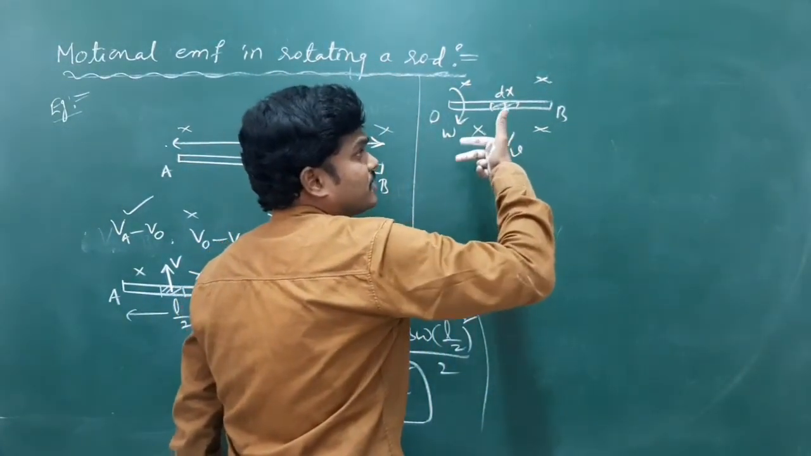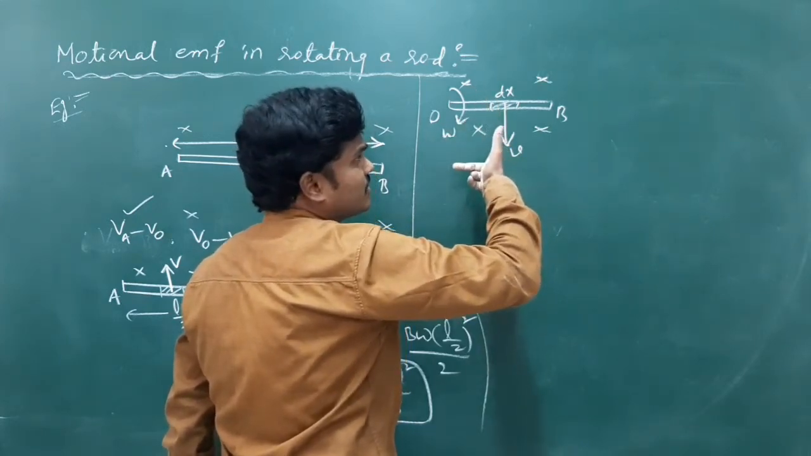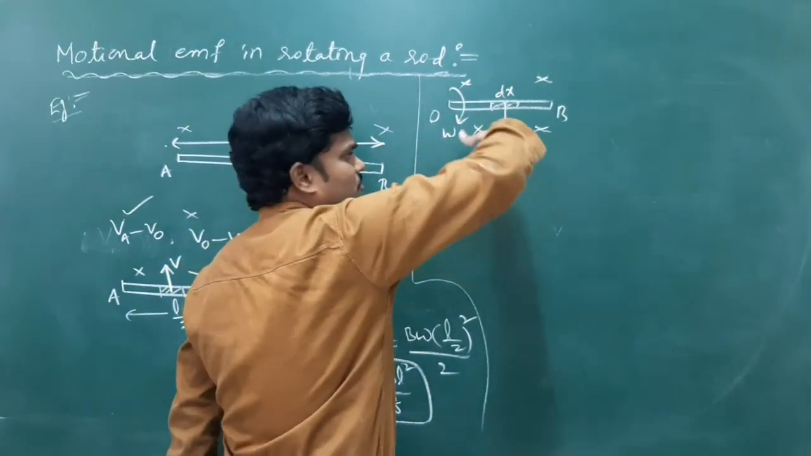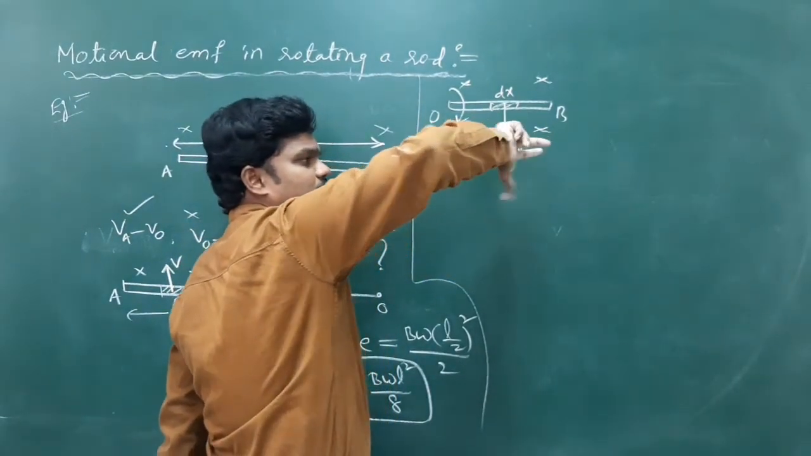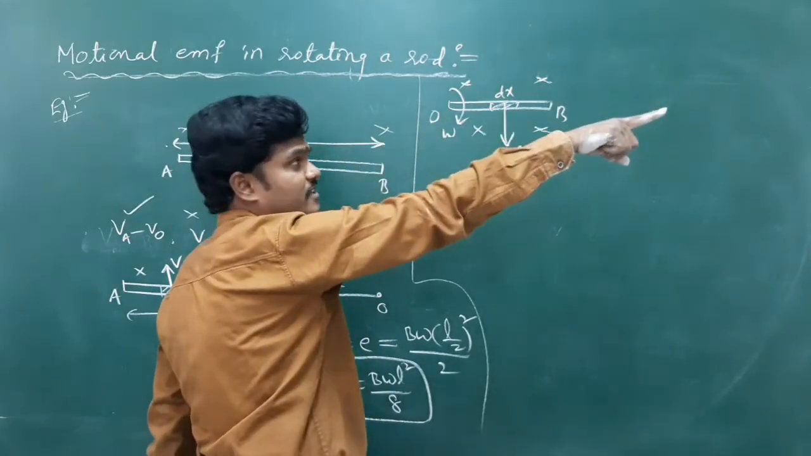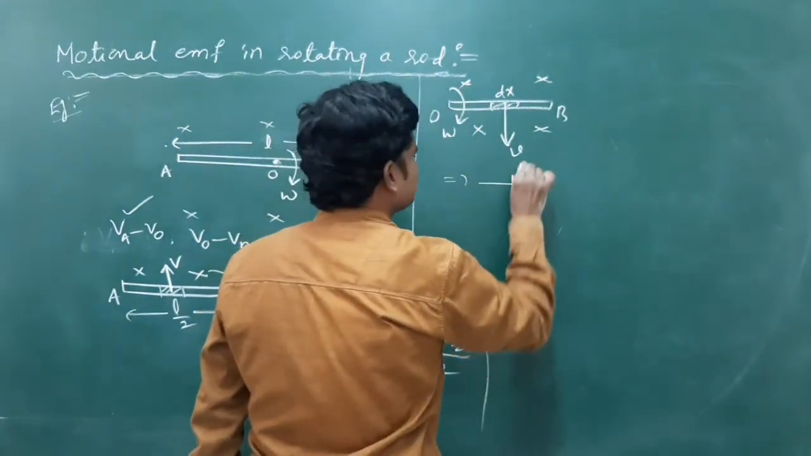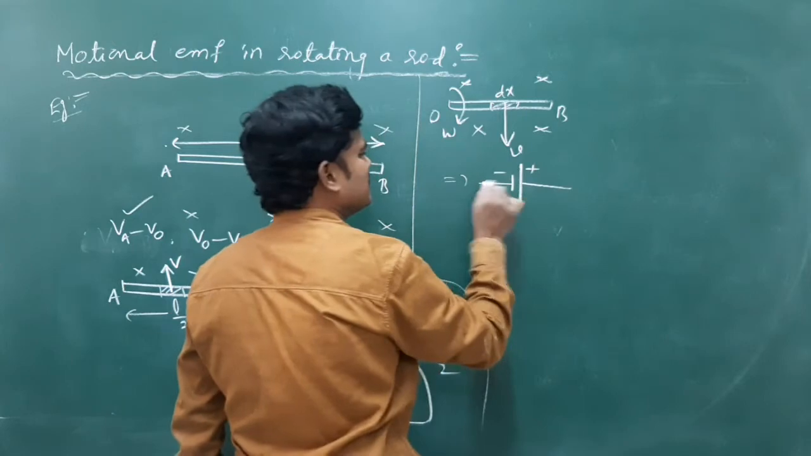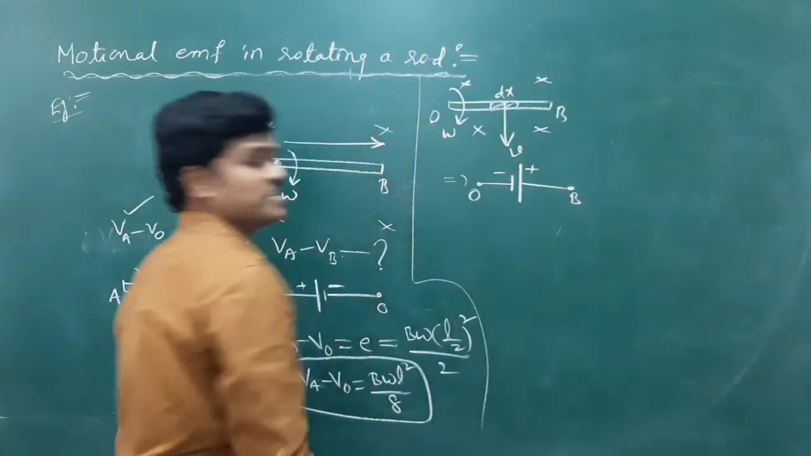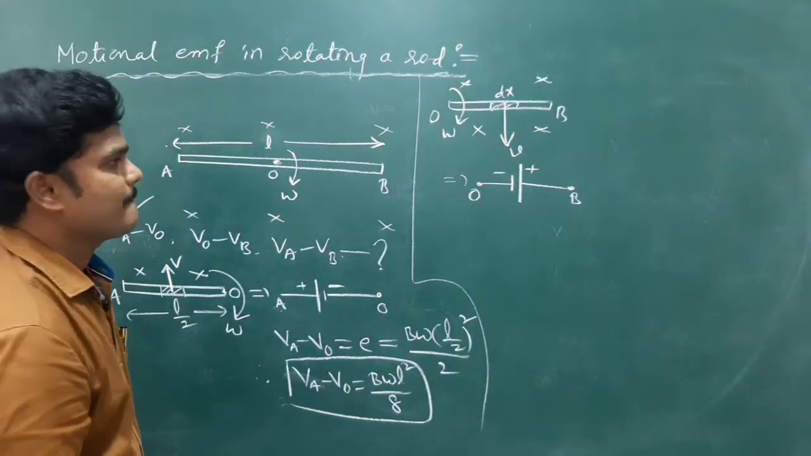If I put my thumb upward, that will show the motion of the conductor, but the conductor is moving down because the rod rotates clockwise. So the conductor is moving down, and the middle finger shows the right side. Now we can replace this with a battery symbol, plus minus. So plus means this is at highest potential, and O is at lowest potential.